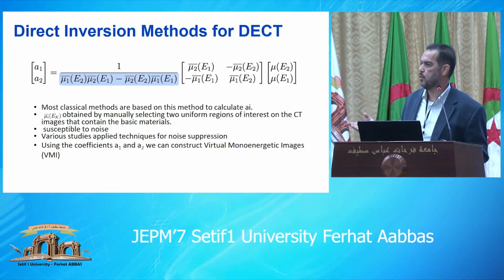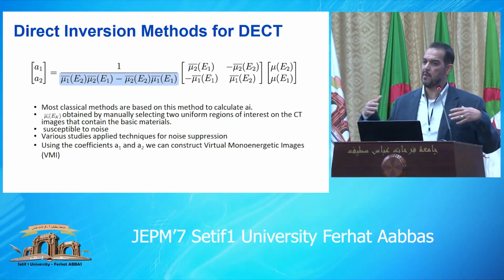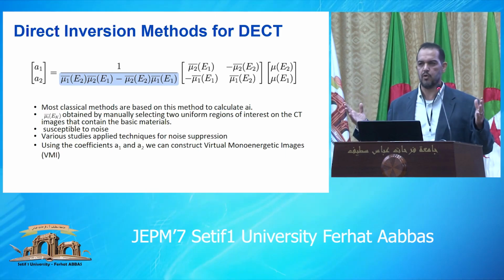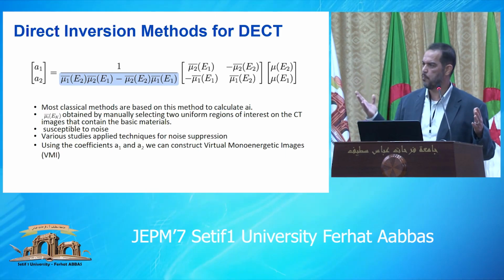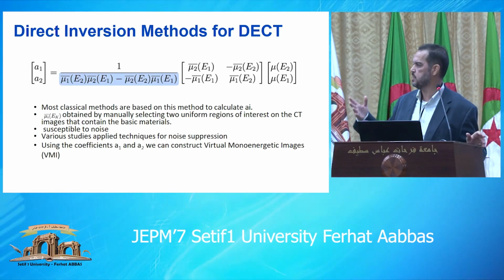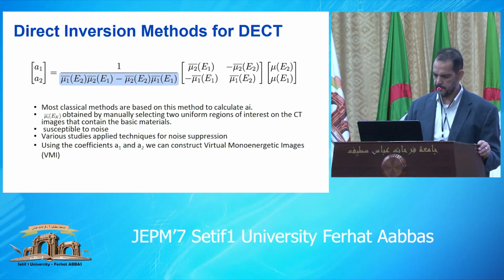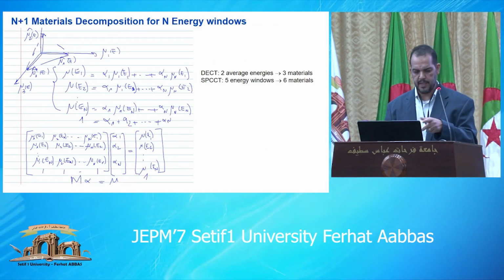You can solve for A1 and A2. So this is what you can do in dual energy. When you go to multiple energy, now we have 5 equations, and with 5 unknowns, we can choose 5 materials to decompose, and so it becomes 5 equations with 5 unknowns, and we can also solve this using some different methods.